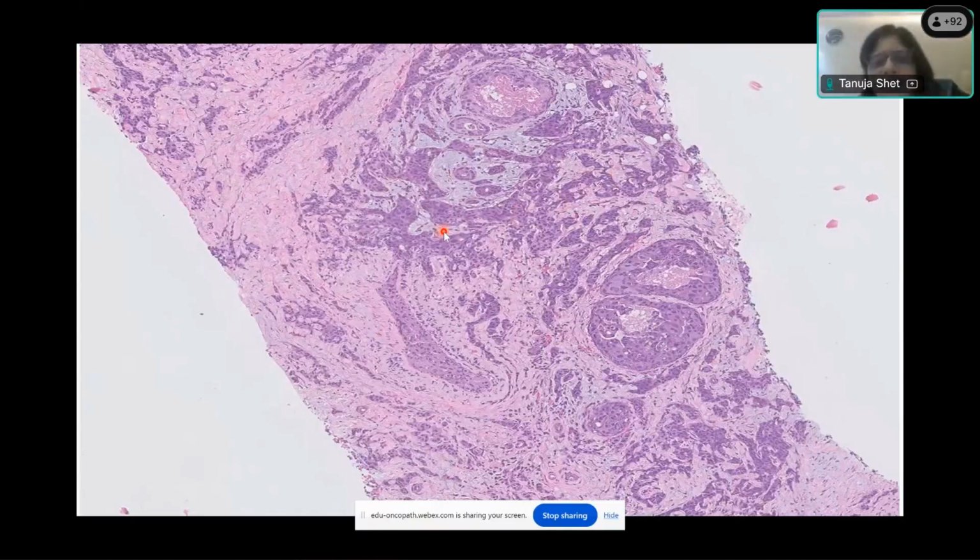Is it a higher power? No, sorry. You want to grade it. So we grade it based on the modified Bloom-Richardson score, which starts with tubule formation. Do you see tubule formation? No, ma'am, there is no tubule. So it's 3 for tubule. Nuclear grade, I should have given you a higher power. I'll have to say that because there's comedonecrosis, this is high grade, so it's 3.